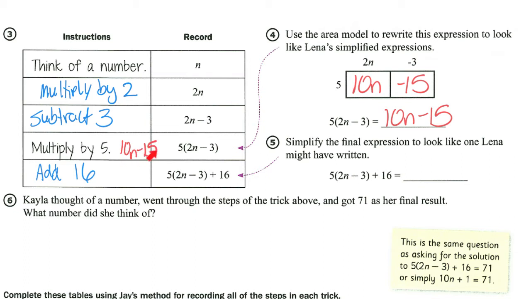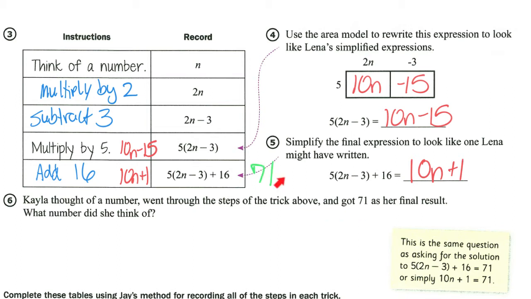Then if we add 16 to this, I could take that 16 and add it to the like term of negative 15, and I would still have 10n. Negative 15 plus 16 is going to be a positive 1. So over here, number 5, another way to write that last expression would be 10n plus 1.